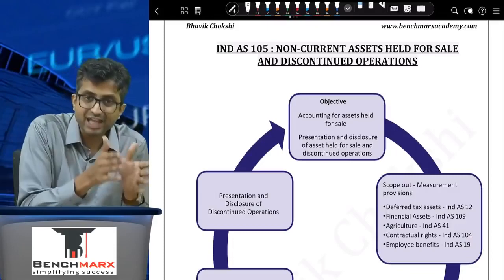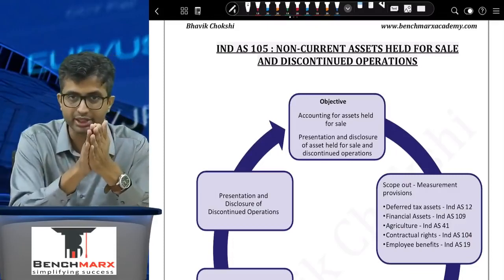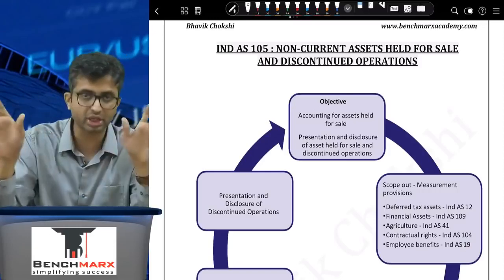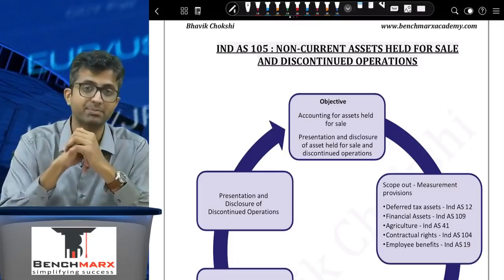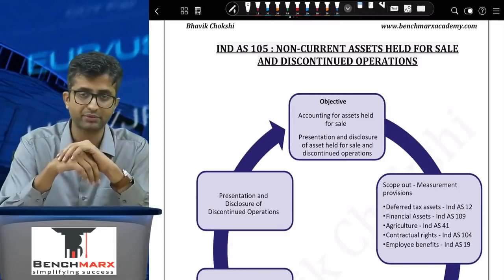If that is the case, then the accounting will be at the date of reclassification after applying all Ind ASs, the carrying value will be compared with the fair value less cost to sell, not the recoverable value, fair value less cost to sell. And if there is a reduction, that will be taken as impairment, and that impairment will go to the profit and loss account under Ind AS 105.